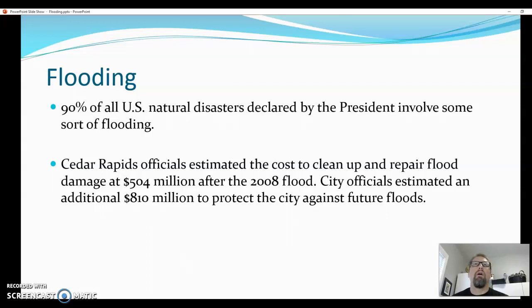All right, so telling you something you probably already know, but 90% of all U.S. natural disasters declared by presidents have involved some sort of flooding. So hurricanes, flash flooding and things of that nature, tornadoes. And then an estimate of the cost associated with some of these things. You can see here this example from Cedar Rapids, the cost associated quite a few years ago. So expect a higher cost in today's money.